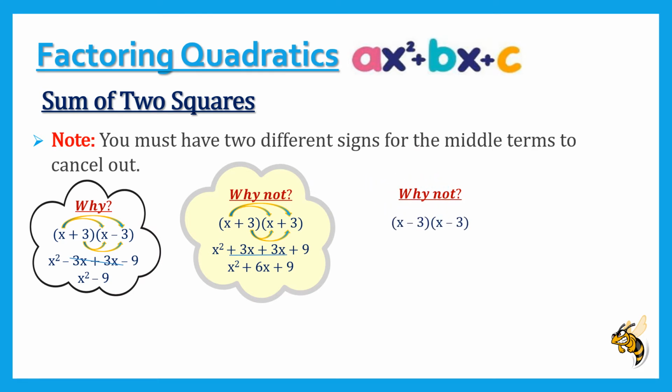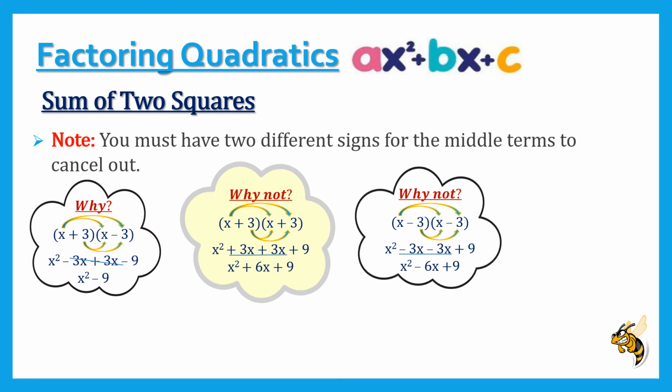What happens if both of them were negative? If I should FOIL, I will end up with x squared minus 3x minus 3x plus 9. If I should combine like terms, I will end up with x squared minus 6x plus 9. Once again, the middle terms did not cancel each other out, so we did not end up with the sum of two squares.